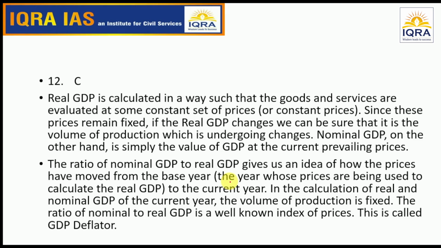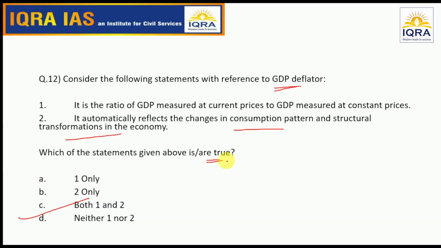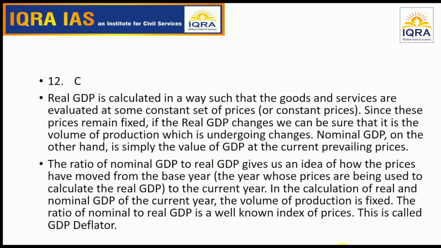On the other hand, nominal GDP just gives the value at current prices. So in calculation of real and nominal GDP of the current year, the volume of production is fixed, and that is what we call the GDP deflator. So the difference of how your nominal GDP is adjusted to real GDP for the current year, that is what we call the GDP deflator.